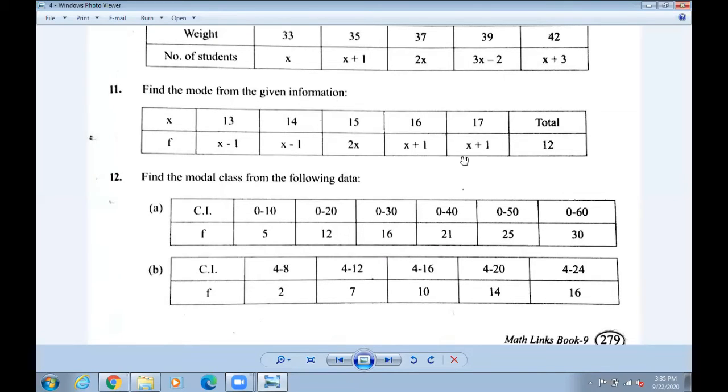Okay, so the same thing is given up here. Your total, the lesson total, you do not need to do that. It is only up to 13, 14, 15, 16 and 17, up to this much only. Where is your total coming from? From where are we getting this total?